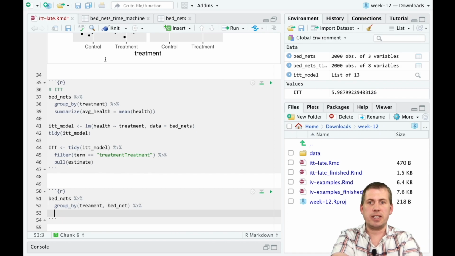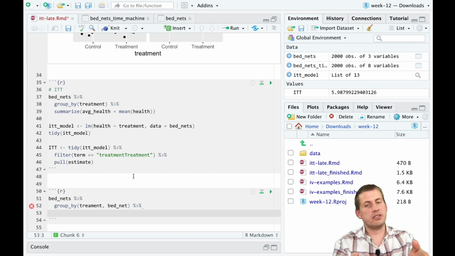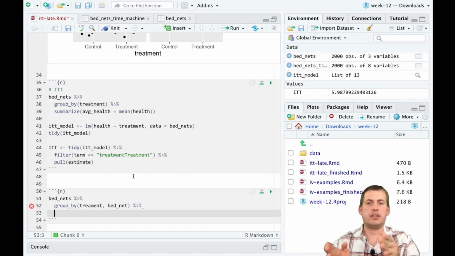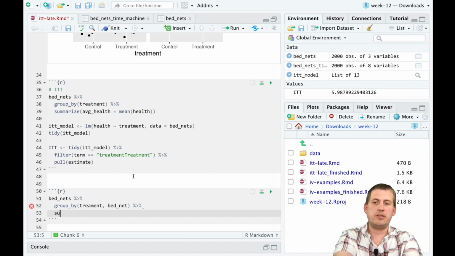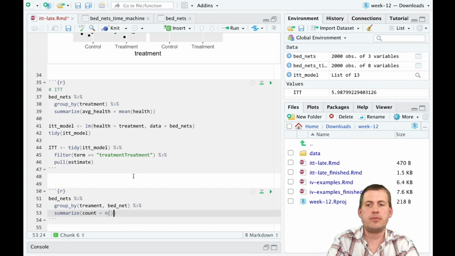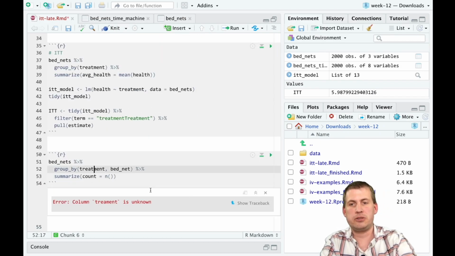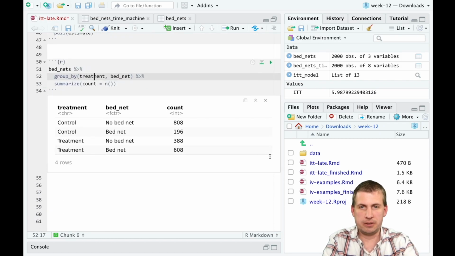And we want to find the count, how many people there are in each of these groups: in the treatment group who did it, in the treatment group who didn't do it, in the control group who did it, and in the control group who didn't do it. So to do that, we'll use summarize, and we'll make a new variable called count, and that's just going to be the number of rows in each of those groups. And so if we run this, oh, you have to spell it correctly, not treatment, it's treatment. Run it. There we go.